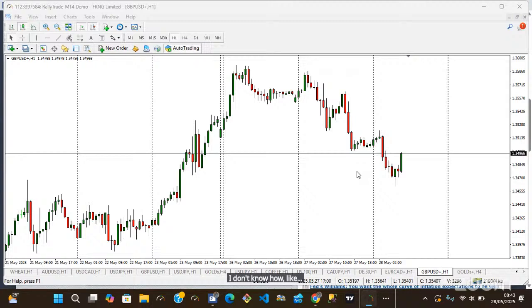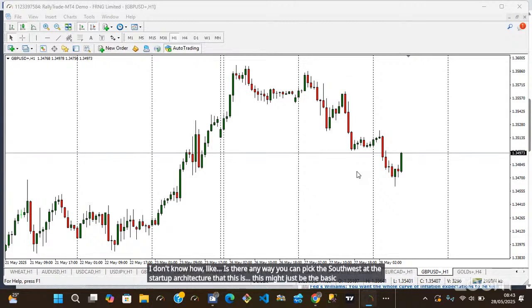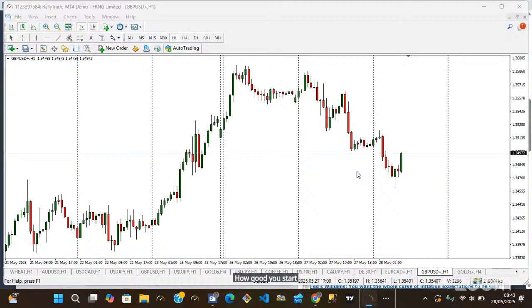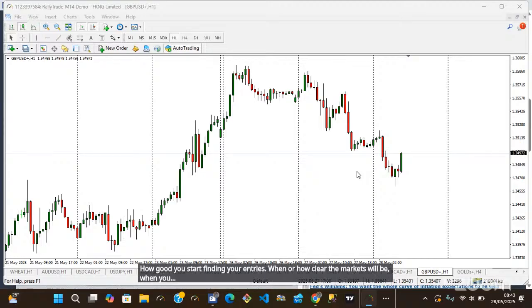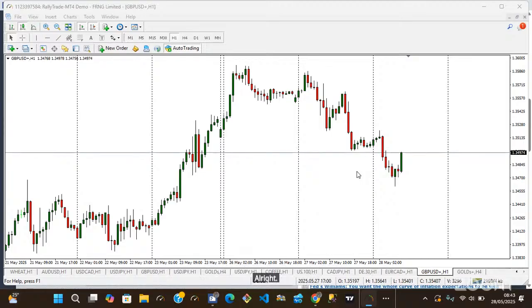Is there any way you can create a special class to understand market structure analysis? This might just be the missing link. Like I said, it's the missing link. You'll be shocked how good you will start finding your entries, or how clear the market will look, when you know your market structure. All right, when you know your market structure.